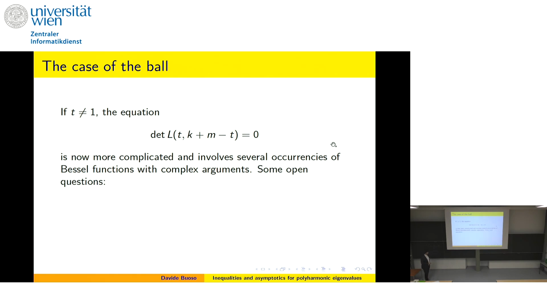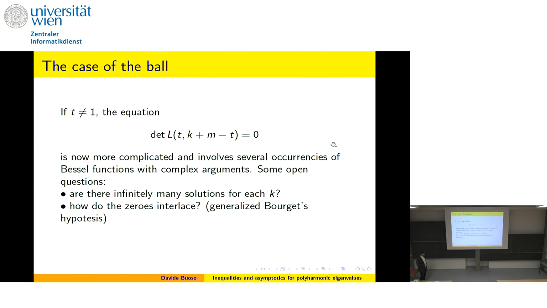So there are some open questions that we would like to answer. I mean, not ourselves, we would like to ask some specialists in special functions, but they are very interesting. So, of course, how many solutions are there for each k? If you take the Bessel functions J_k, you have infinitely many zeros. What happens here? Who knows? We expect that for each k there are infinitely many zeros, but it's extremely difficult to show. So the interlacing also is related to the Bourget hypothesis for Bessel functions.